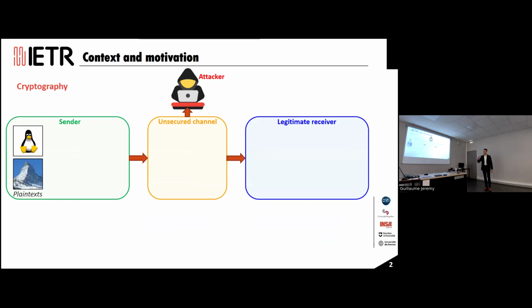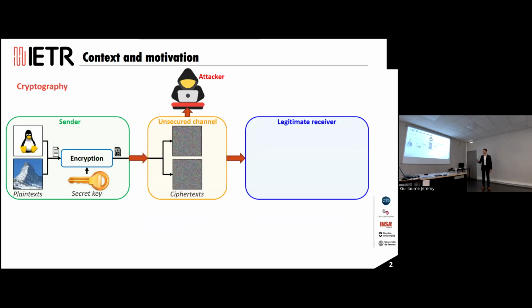So imagine that we want to transmit a set of images over an unsecure network to a legitimate receiver. The images are the data that we want to keep confidential. We call them the plain text. And in order to protect them, we are first going to encrypt them using a secret key to get what we call the ciphertext. An attacker can access this ciphertext, but it's not a problem since it's impossible for an attacker to recover the initial plain text from the ciphertext without knowing the secret key.